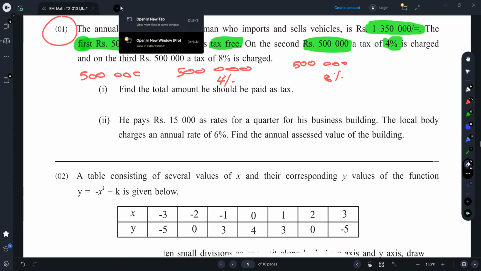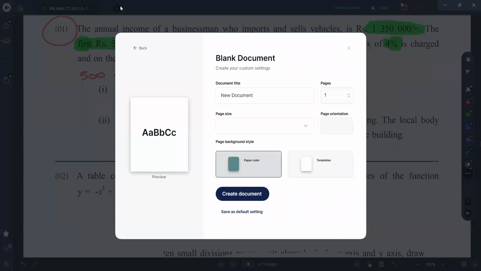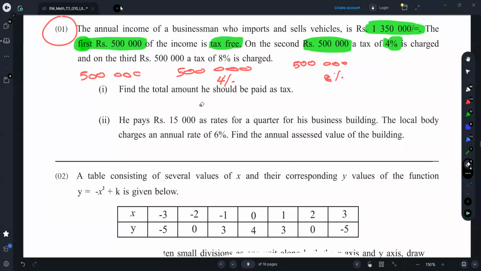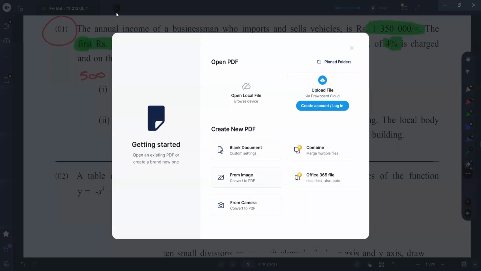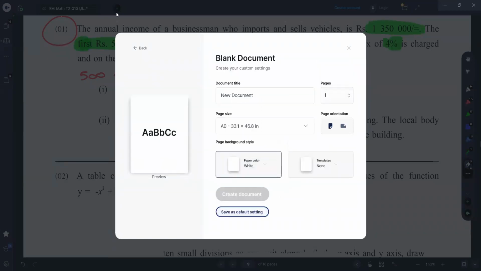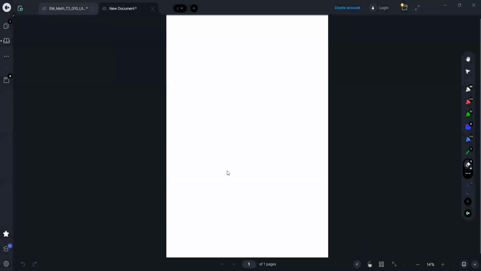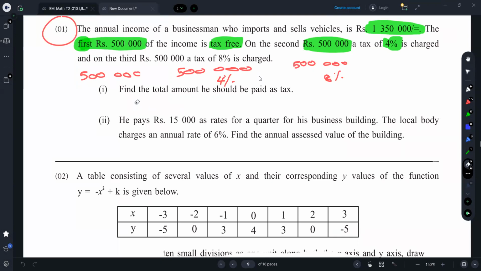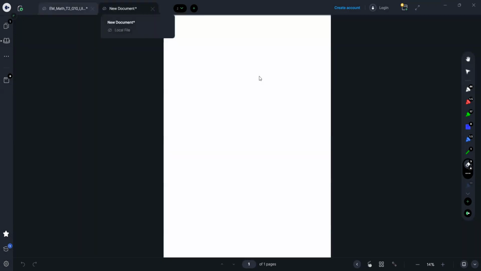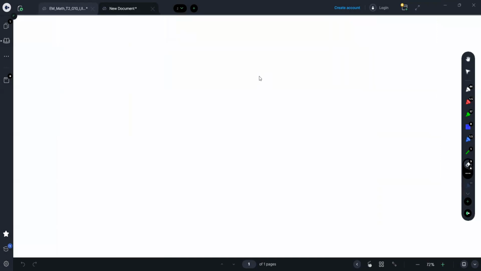Okay. Then we can do this like this. Yes. Total tax? No. Okay. We should find the total amount he should pay as tax. Okay. Now, you should remember this.